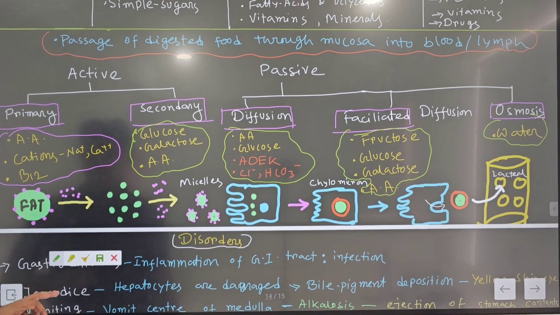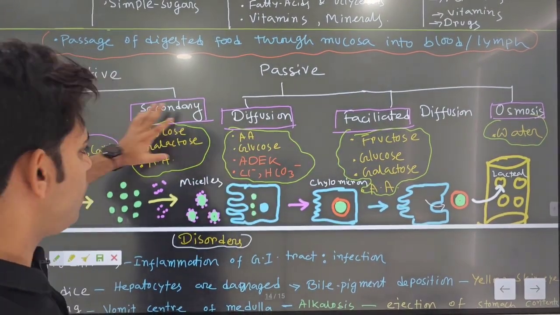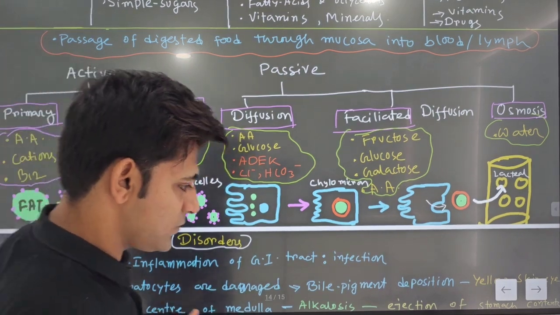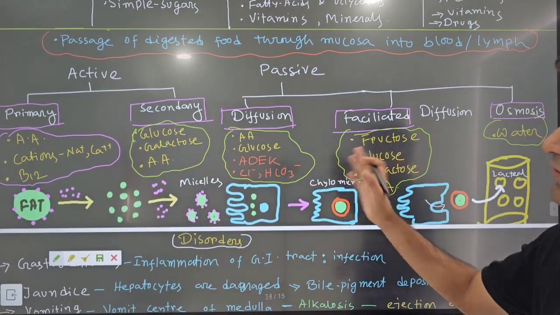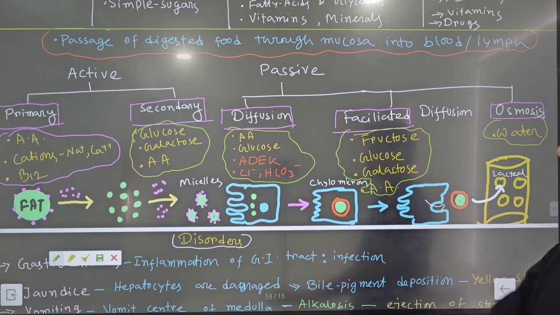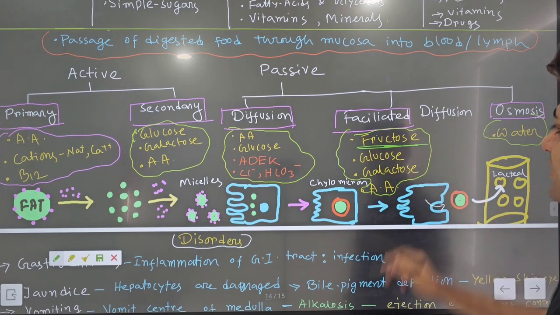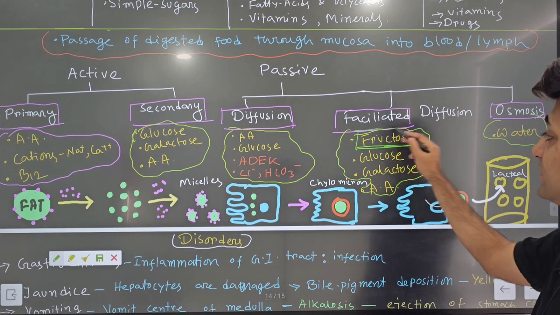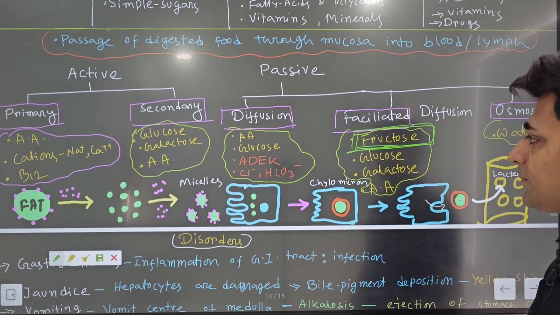Okay, so this chart you need to remember very well. See, almost everywhere you can find amino acid. Amino acid can be transported through active mode and passive mode. Glucose also can be transported through active mode and passive mode. Only fructose following facilitated transportation is exclusive to fructose. Fructose doesn't have any other mode of transportation.